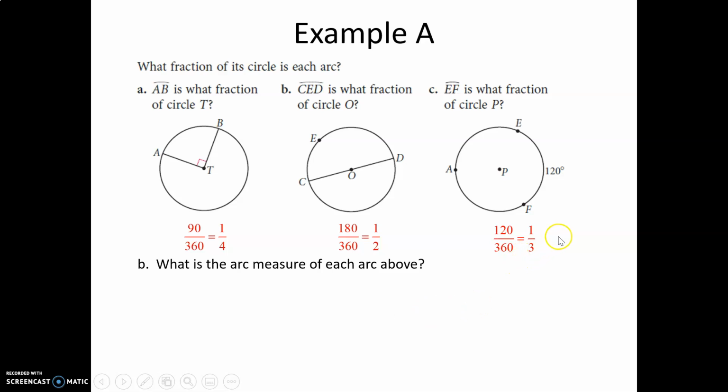What is the arc measure of each arc above? So 1/4 of 360 degrees is 1/4 times 360 degrees, so this would be 90 degrees. 1/2 of 360 degrees is 1/2 times 360, which is 180 degrees. And 1/3 times 360 gives me 120 degrees.